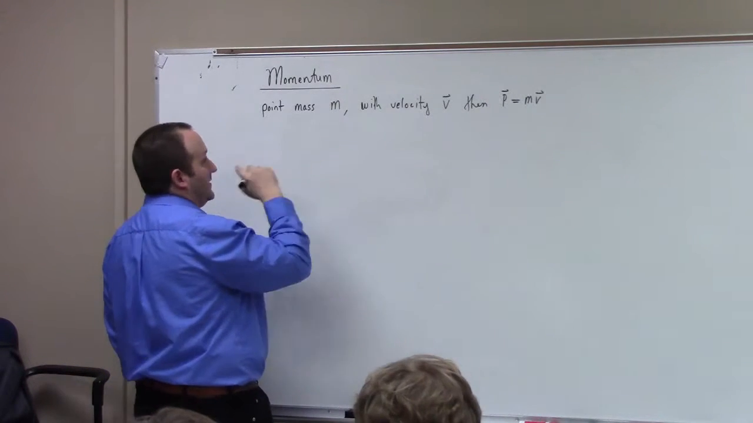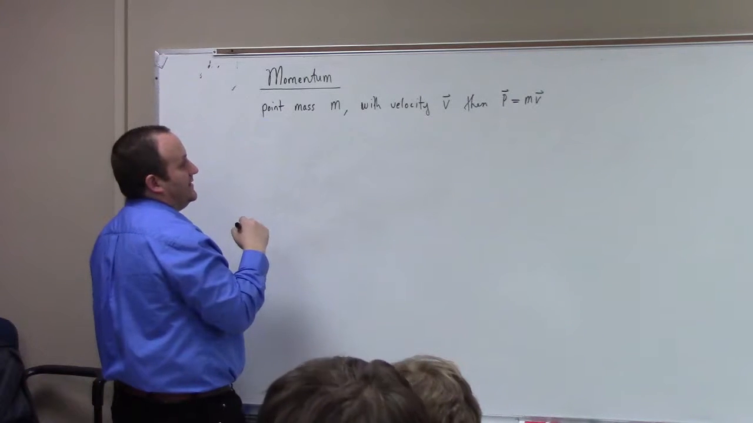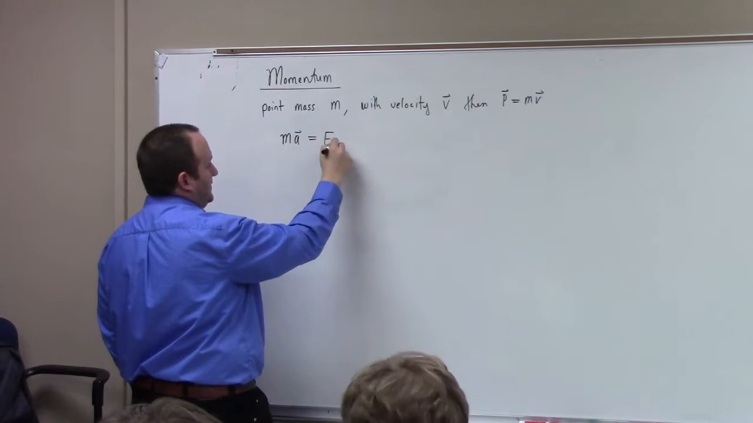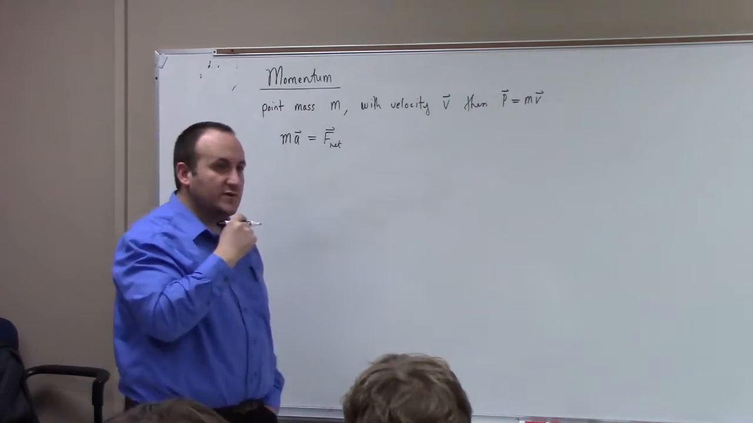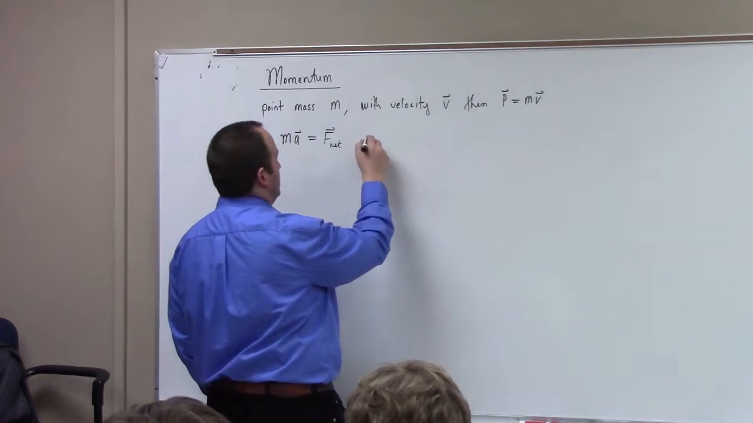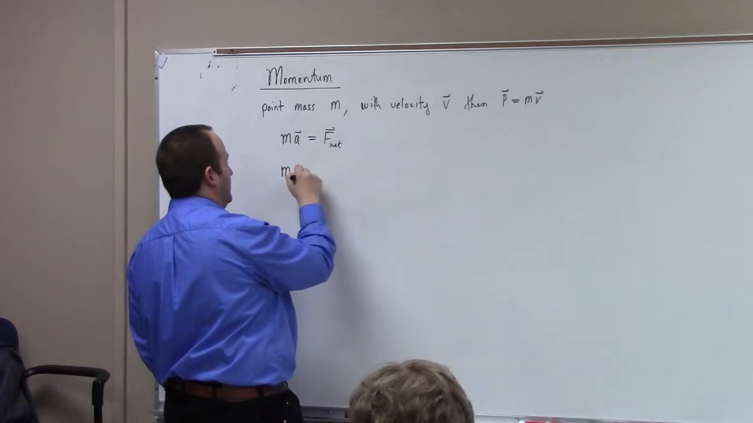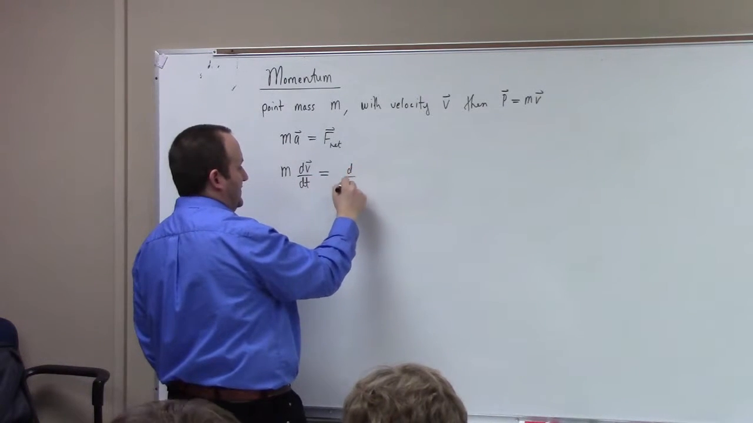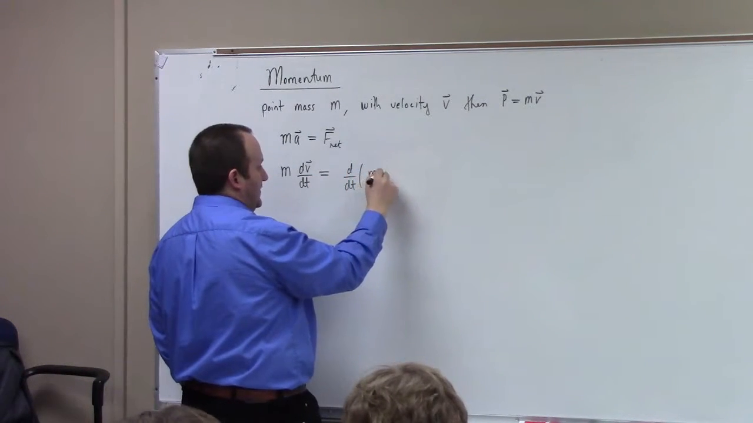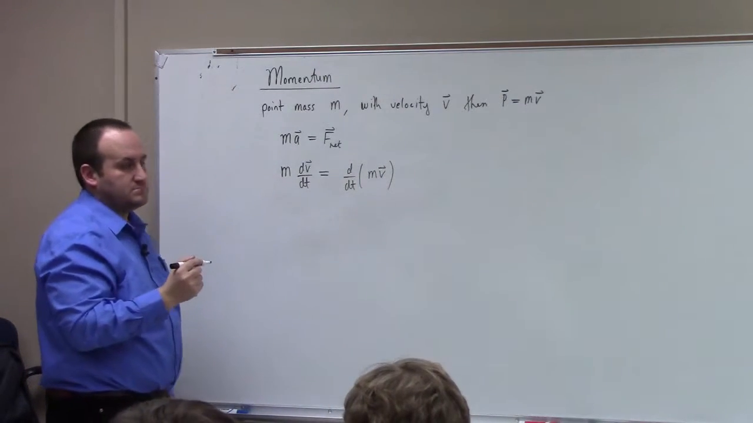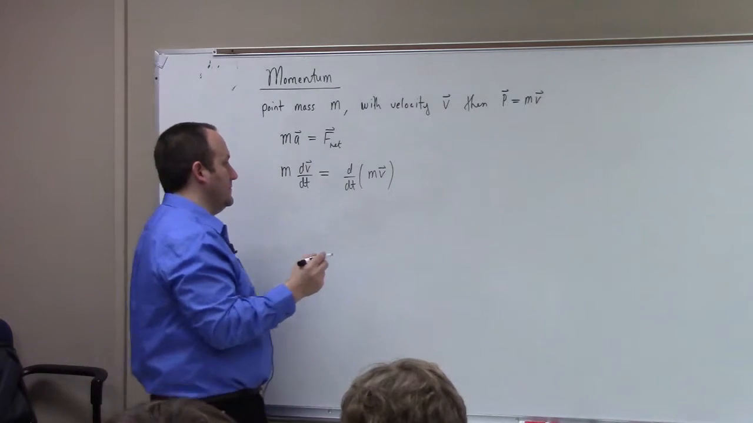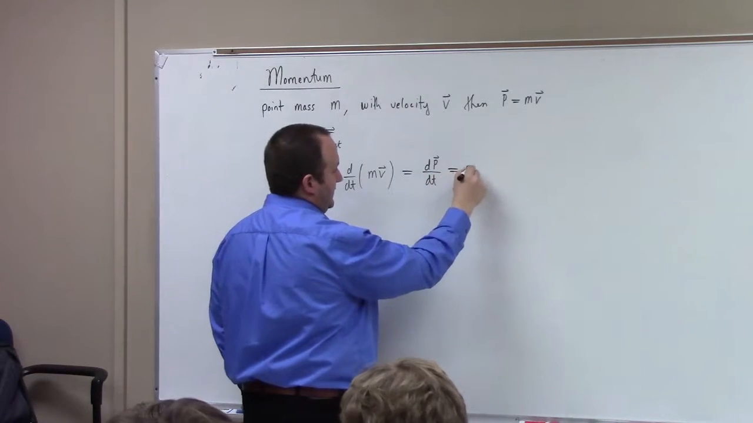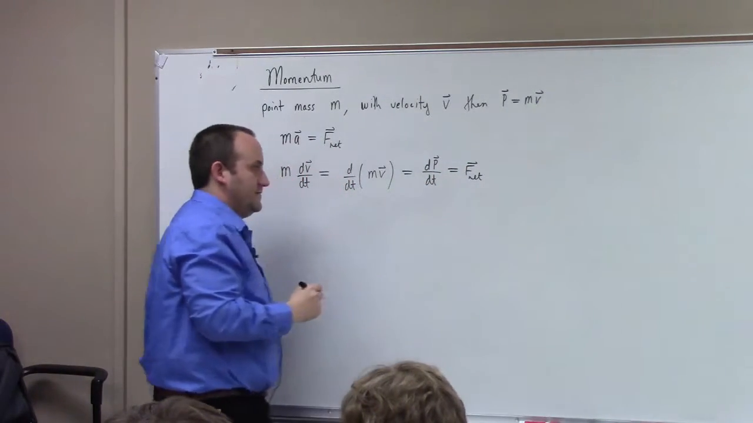For example, if we look at this mass and we look at the net force on it, what do we have? We've got mass times acceleration equal to the net force. What does this look like if we rewrite it in terms of momentum? Well, that's m times dv/dt, which, if the mass is constant, is d/dt of m times v. So this is dp/dt, which is equal to the net force. So that's kind of pretty.